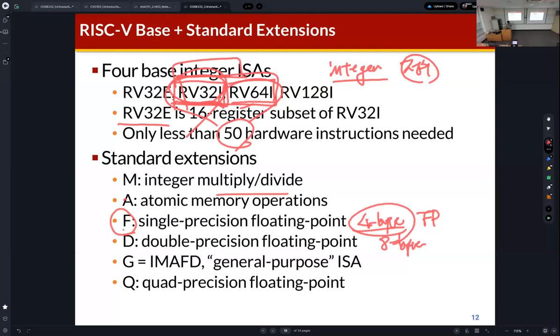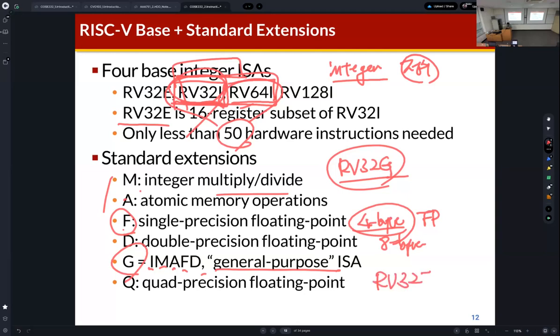And then G represents general purpose, and G includes integer, multiply, atomic, single precision and double precision floating point. So usually for a general purpose processor, we use RV32G. G represents IMAFD. So if our processor supports RV32IM, it means that this processor supports the integer instructions of RISC-V and the integer multiply and divide instructions of the 32-bit RISC-V instruction set.